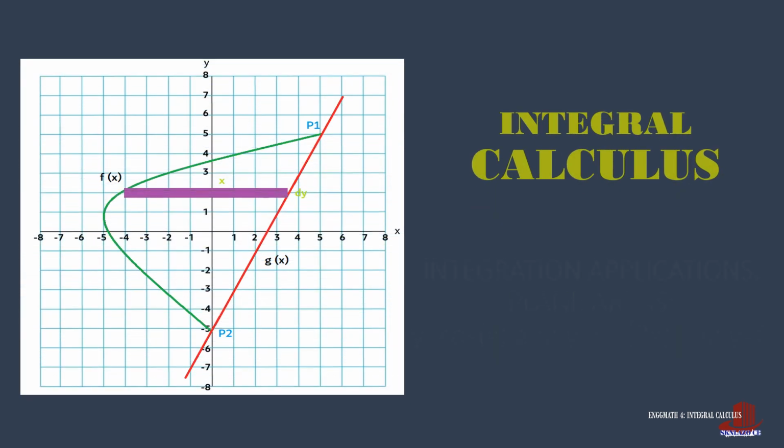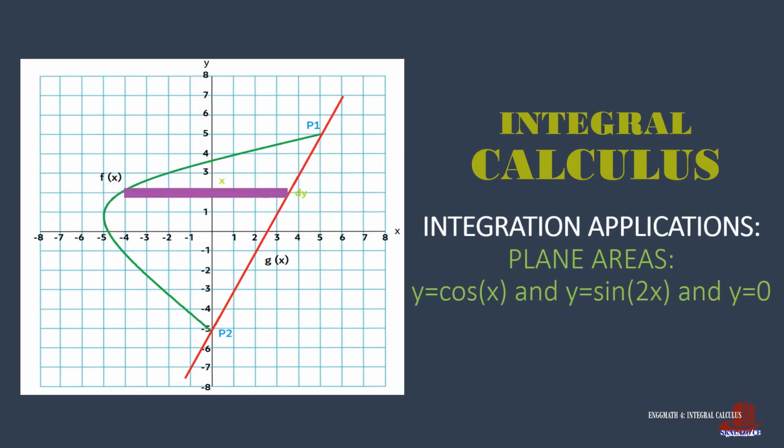The fourth example has the same trigonometric functions, but the axis involved is y instead of x as previously solved.